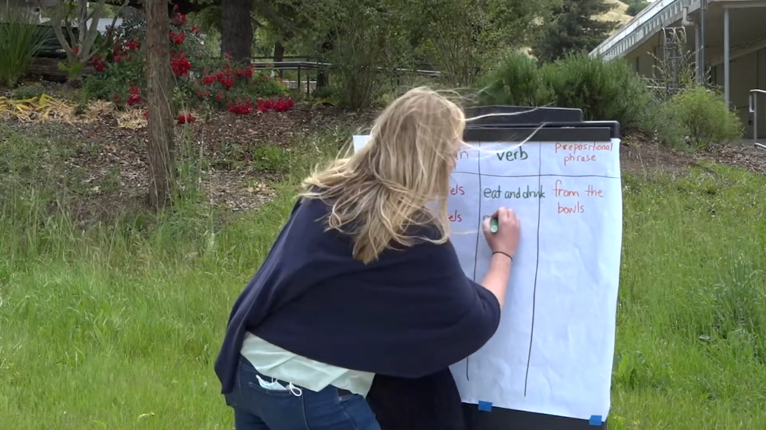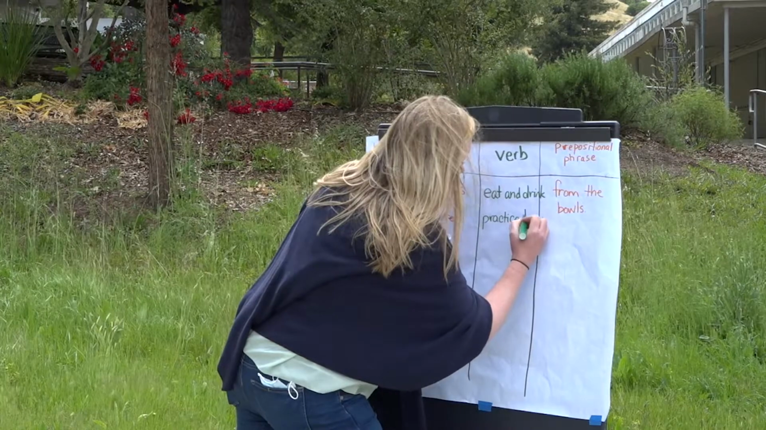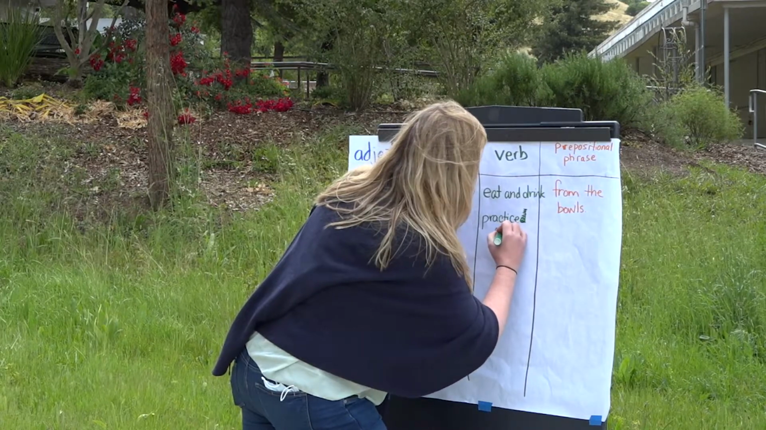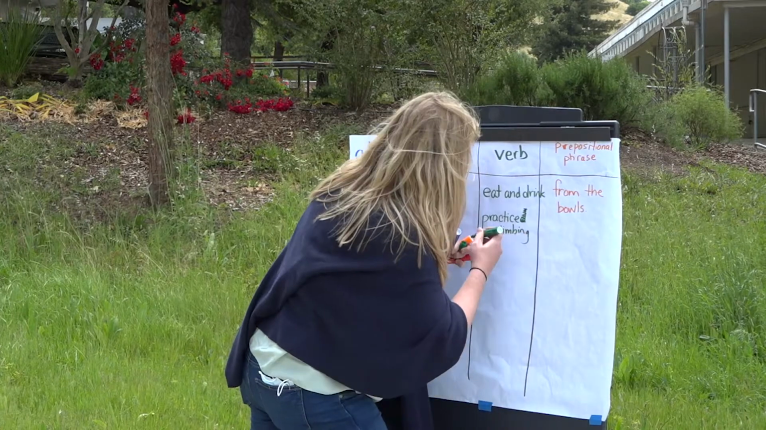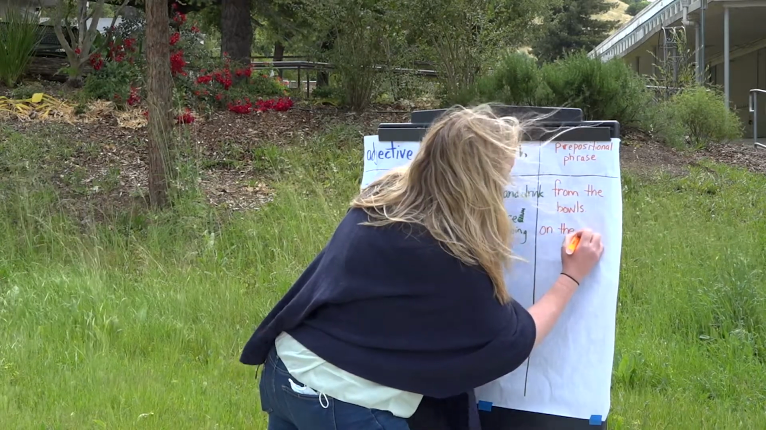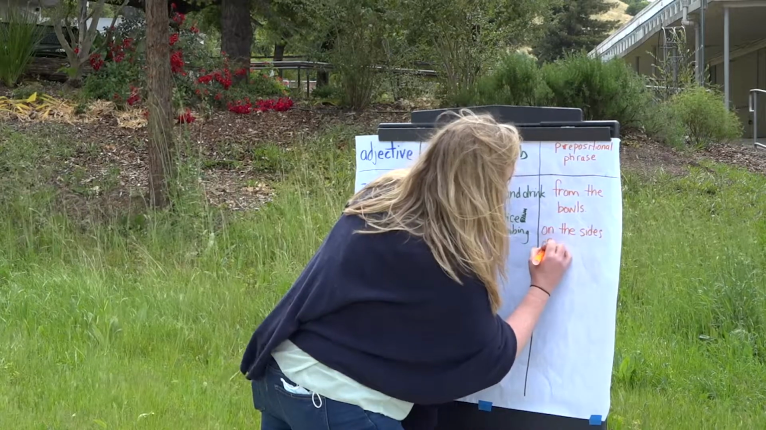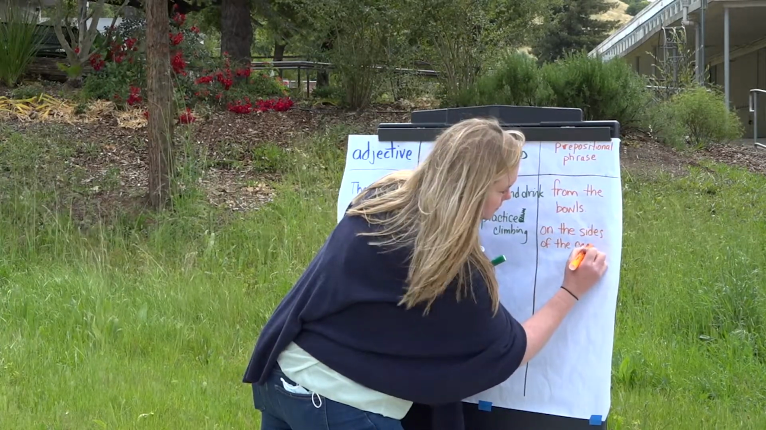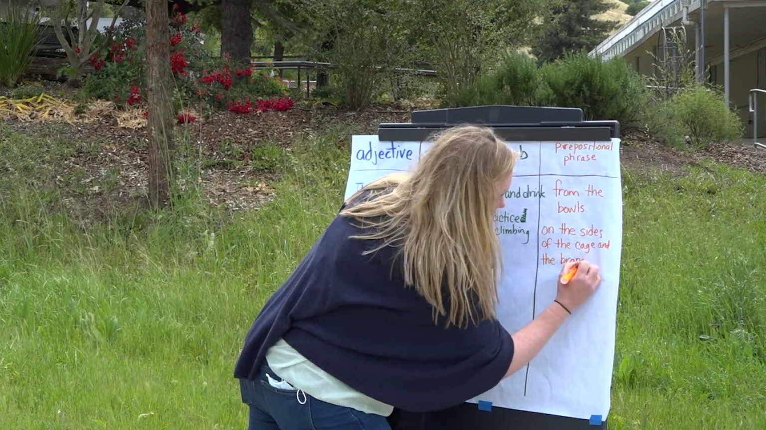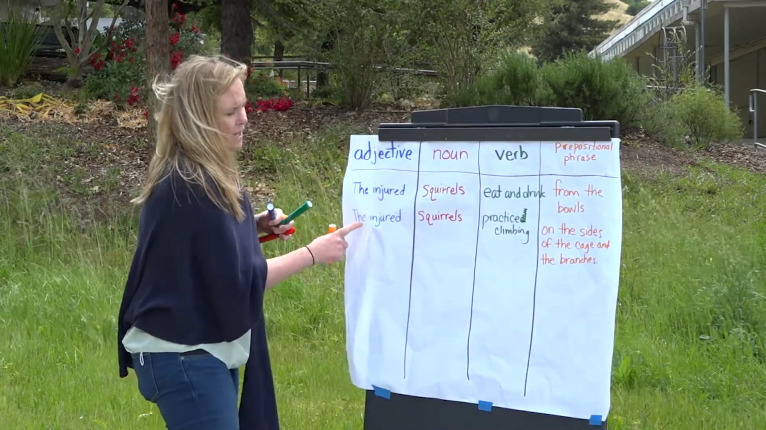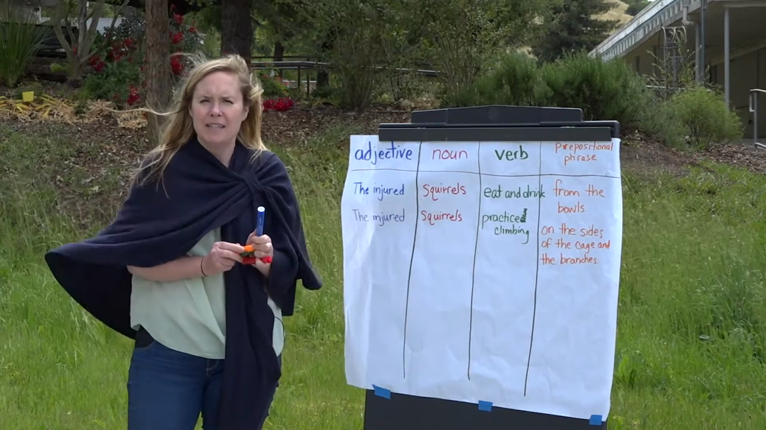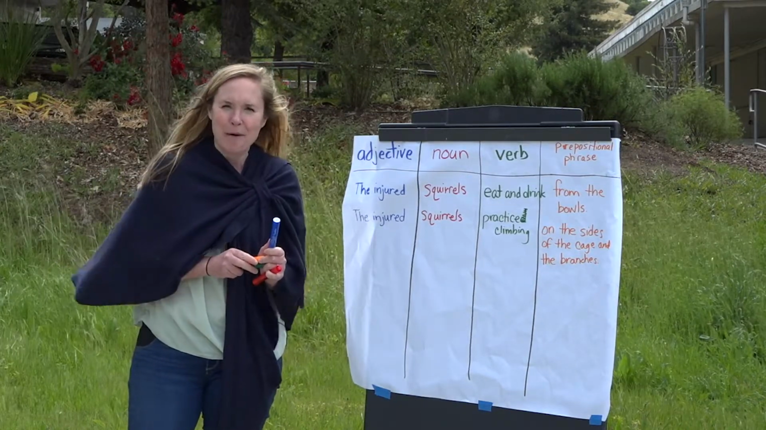So I'm going to write they practice climbing on the sides of the cage and the branches. Okay. The injured squirrels practice climbing on the sides of the cage and the branches. I'm wondering if that means that they're strong enough to be released in the wild. Let's see what Duke and Alpine think.